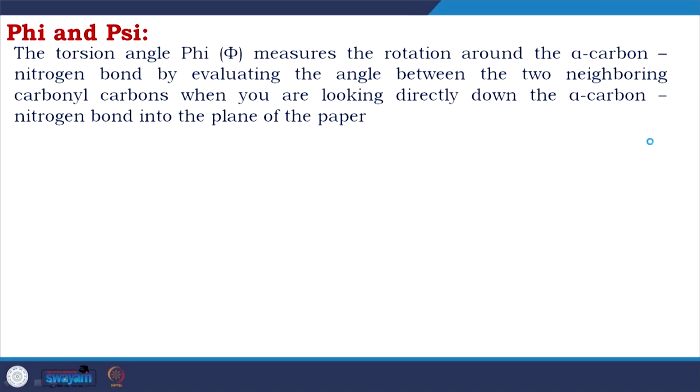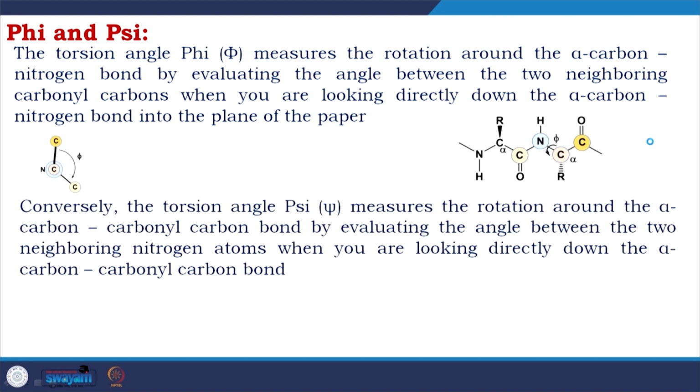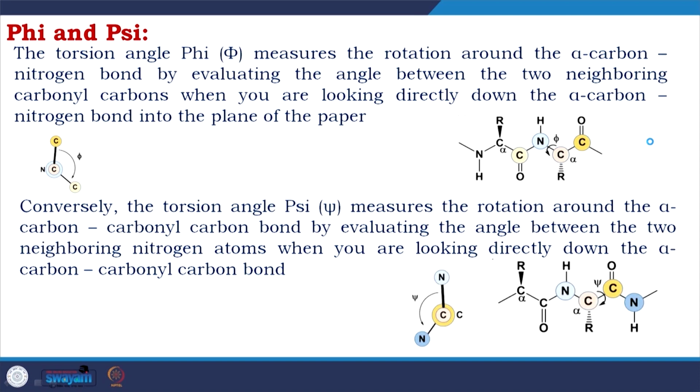So, phi and psi: the torsion angle phi measures the rotation around the alpha carbon nitrogen bond by evaluating the angle between the two neighboring carbonyl carbons when you are looking directly down the alpha carbon nitrogen bond into the plane of the paper, as I talked about. You see this, you will understand better. Conversely, the torsion angle psi measures the rotation around the alpha carbon carbonyl carbon bond by evaluating the angle between the two neighboring nitrogen atoms when you are looking directly down the alpha carbon carbonyl carbon bond, like this.